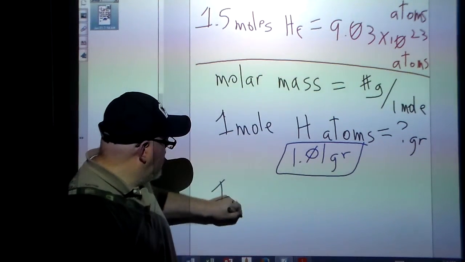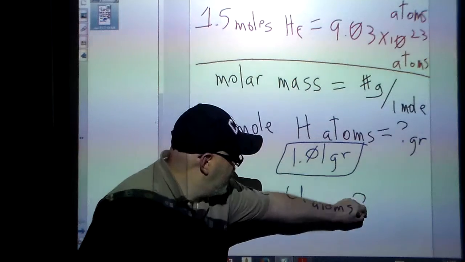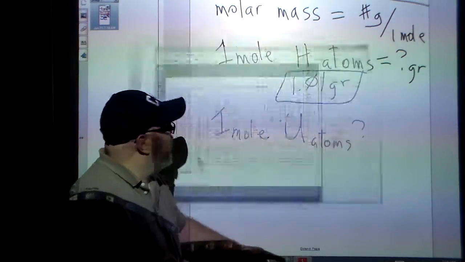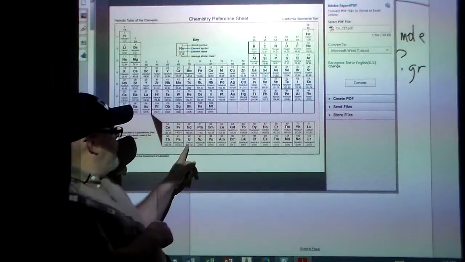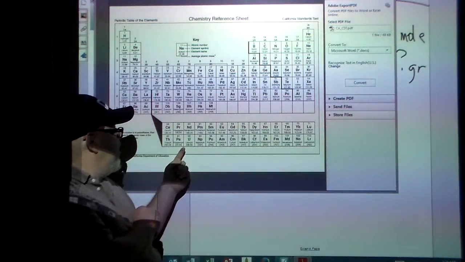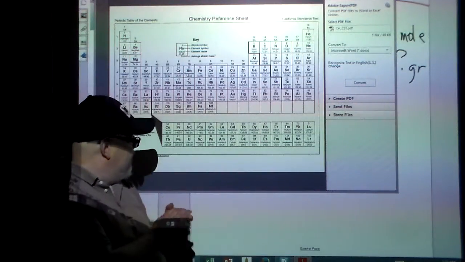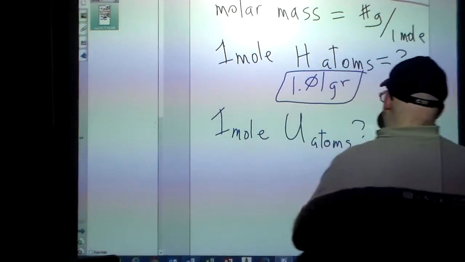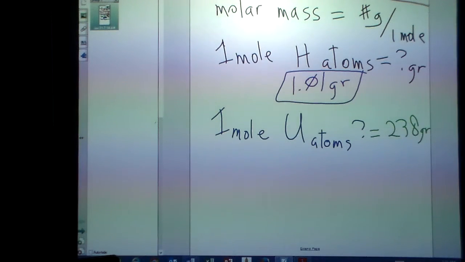Now, how about 1 mole of uranium atoms? Where would I find that? I look on my periodic table, and I find right over here in the lanthanide-actinide series, 92. That's the number of protons I've got. There's uranium. And in this case, it's a little bit fuzzy, but we'll go ahead and say 238. We'll just go with that. So that means 1 mole of uranium atoms is equal to 238 grams per mole. That's the idea about this.